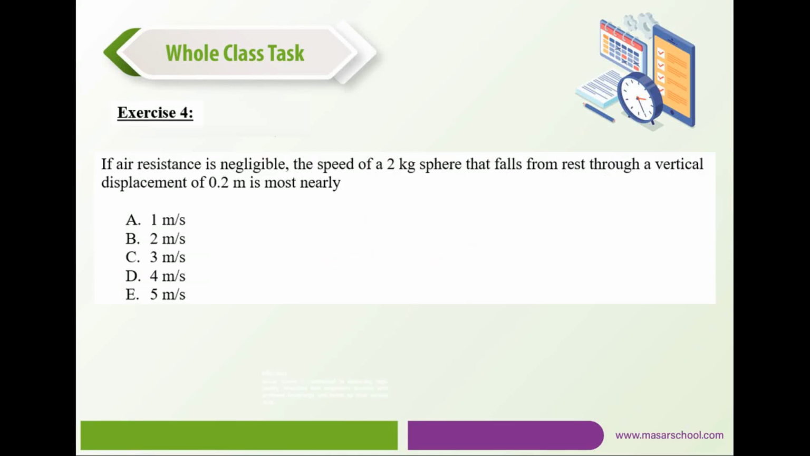If air resistance is negligible, what is the speed of a 2 kg sphere that falls from rest through a vertical displacement of 0.2 meters? So we know that air resistance is negligible and it falls from rest, then we can directly use the impact speed. That would be radical 2 times 9.81 multiplied by 0.2. And the impact speed would be almost 1.98 meters per second. And the closest to that would be B.